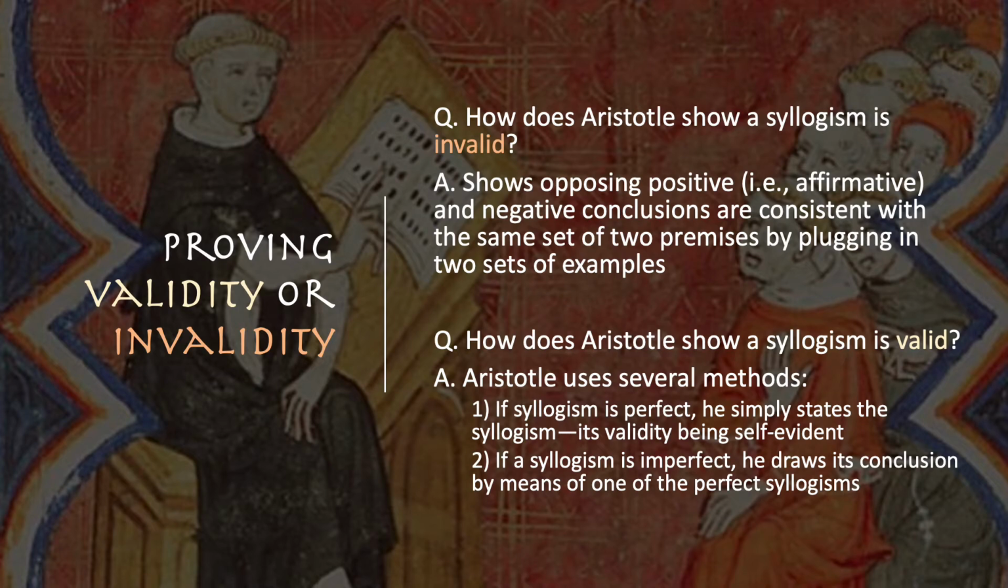The second way Aristotle shows the validity of a syllogism is with imperfect syllogisms. He does this by drawing the conclusion by means of a perfect syllogism. This happens in one of two ways. Either he converts one of the premises of the imperfect syllogism, such that the syllogism produces a perfect syllogism from which a conclusion follows, or he does this by an argument form called reductio ad impossibile. We will discuss this later on.